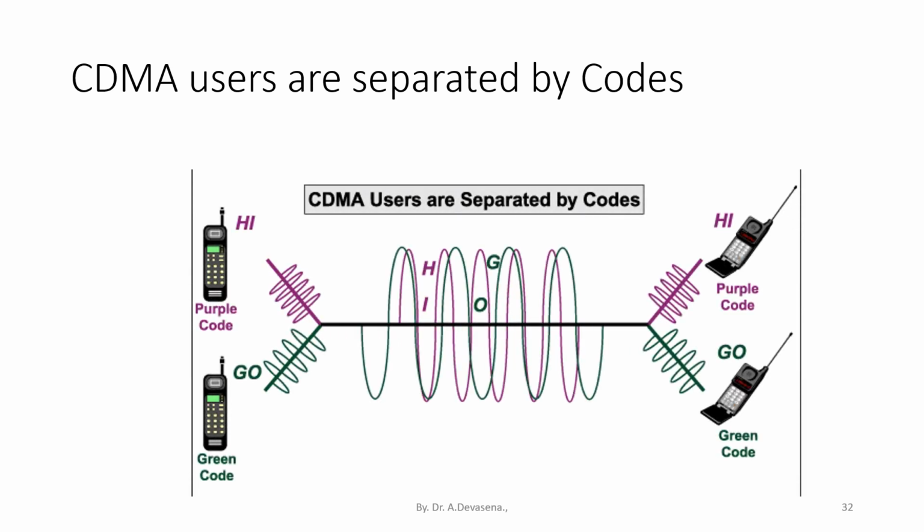Here we are having two transmissions. One transmission takes place indicated by the purple color. Another transmission takes place indicated by the green color. The purple code reaches the destination properly. Similarly, the green code reaches its destination properly. But these two codes are using the frequency channel simultaneously and the destination receives them exactly. This is indicated here.